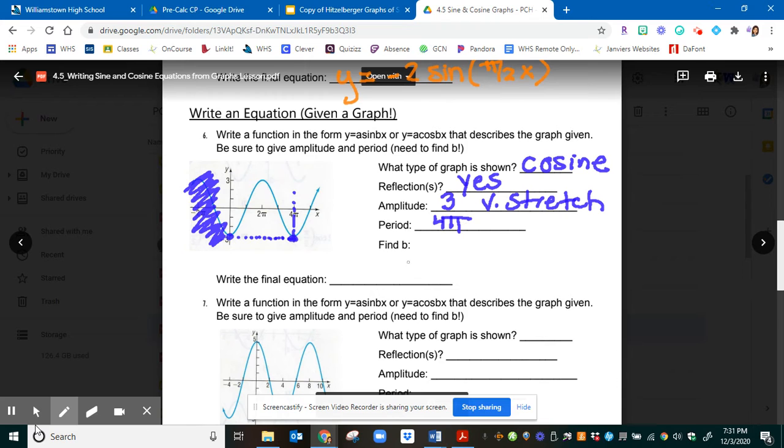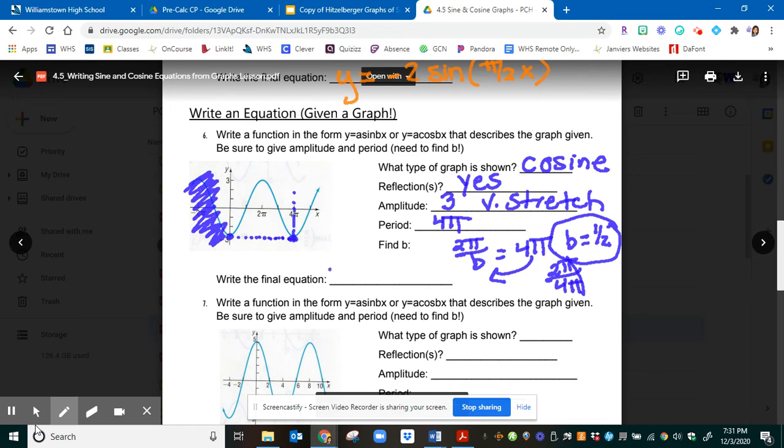And then again, to find b, you're going to 2 pi over b, which is equal to 4 pi. And then we'll do that old little switcheroo here. And we're going to get 2 pi over 4 pi, and the pi's disappear, giving us a b value of 1/2.